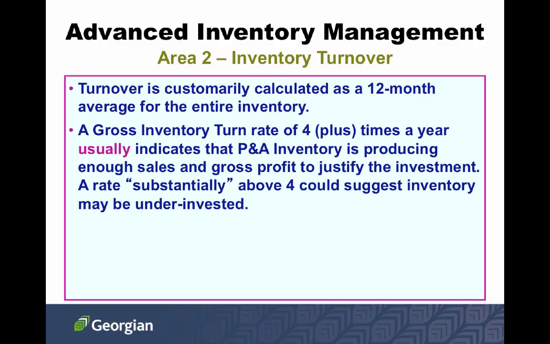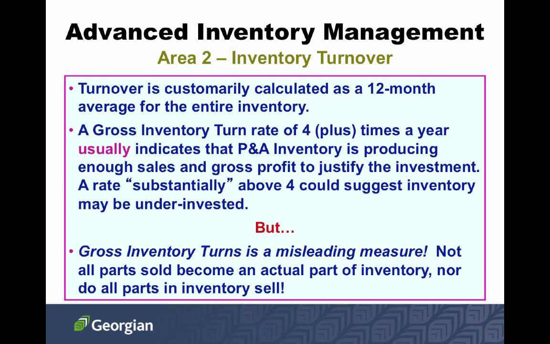A rate substantially above 4, or maybe above the 24 in Toyota's startlingly high levels, may indicate that you're underinvested, that you end up having a lot of special orders and lose some of the discounts that are available, etc. So be careful about not saying, in other words, what it says, a high gross turnover rate does not necessarily reflect good inventory management. So we need a better measure than that, and that really comes in here. There's the but. But gross inventory turns is a misleading measure.